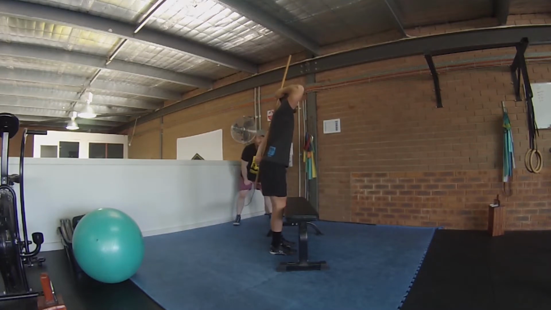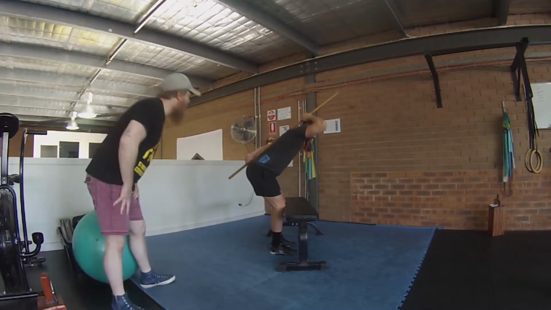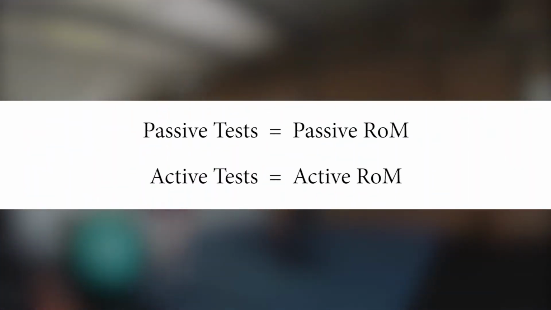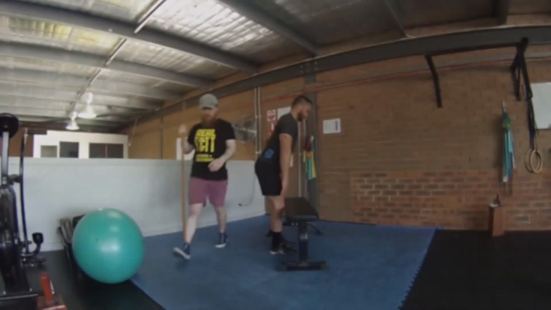So to avoid getting confused by the same word having multiple meanings, it helps to associate the terms passive and active with what's being assessed. Passive tests refer to the assessment of passive range of motion, and active tests refer to the assessment of active range of motion. For the most part, passive range will be assessed by having the participant relax while the tester moves their body for them.